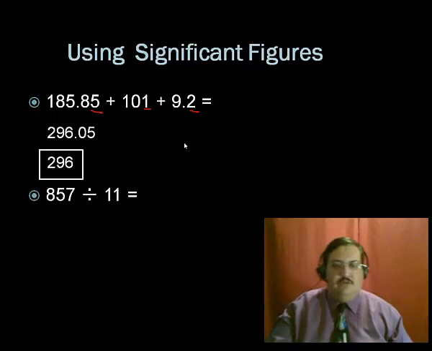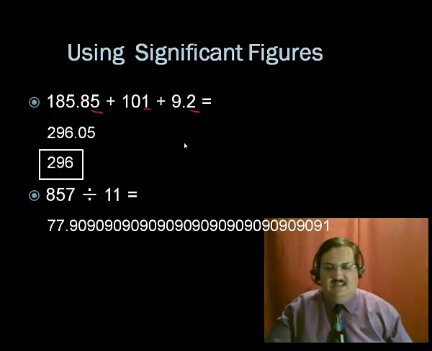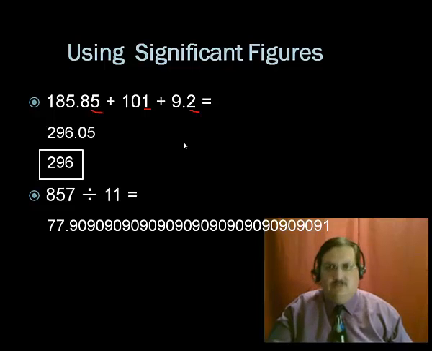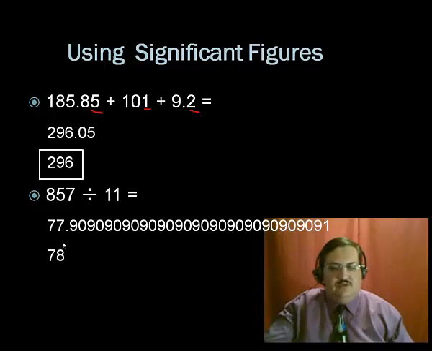We have a division problem here. Go ahead, pause the video and work it out. Now as we plug this into our calculators, hopefully, or if you're doing this by hand, you'll get this nice long number. You get 77.90909090, so on and so forth. This will actually round to 78.